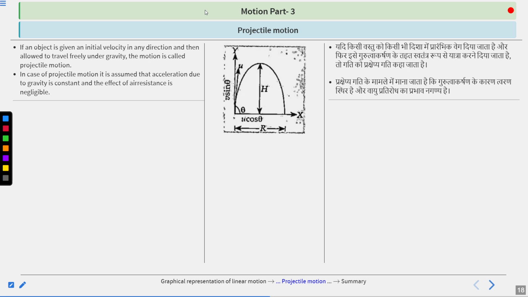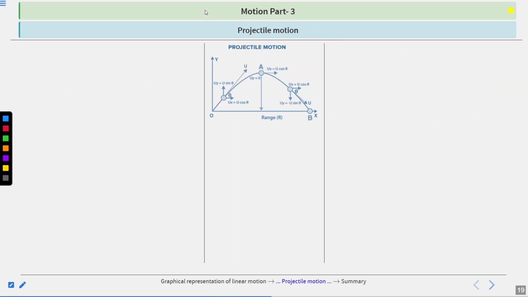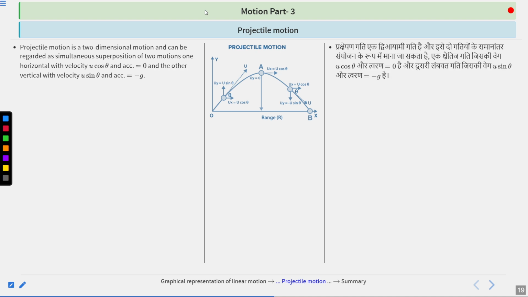In the case of projectile motion, it is assumed that acceleration due to gravity is constant and the effect of air resistance is negligible. Okay, it is an assumption. Projectile motion is two-dimensional motion and can be regarded as the simultaneous superposition of two motions. One is horizontal with velocity u cos theta and acceleration equal to 0. The other is vertical with velocity u sin theta and acceleration equal to minus g. This is the horizontal, and this is the vertical.